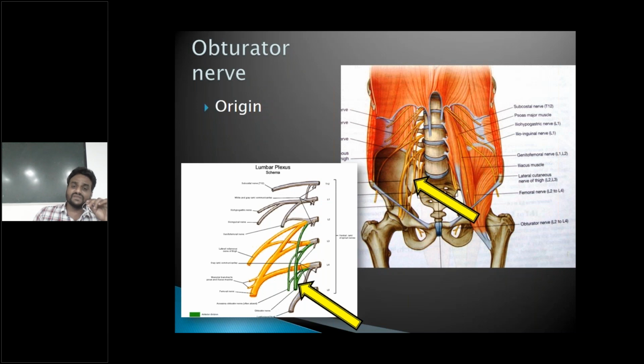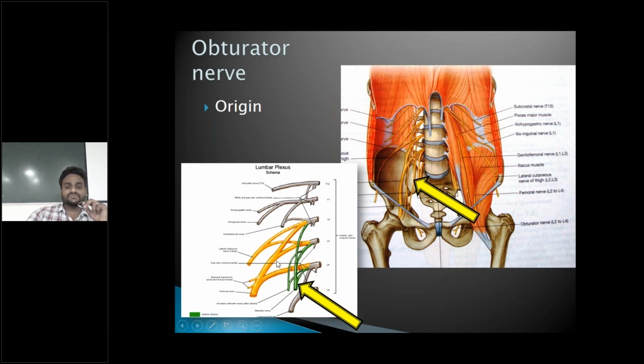Obturator nerve is the nerve of the medial compartment of the thigh. In this picture, we can see the origin of the obturator nerve. What is the origin of the obturator nerve in this picture? The green color. It takes origin from the lumbar plexus, as does the femoral nerve. Whatever you see here in yellow color is the origin of the femoral nerve. Green color is the origin of the obturator nerve.